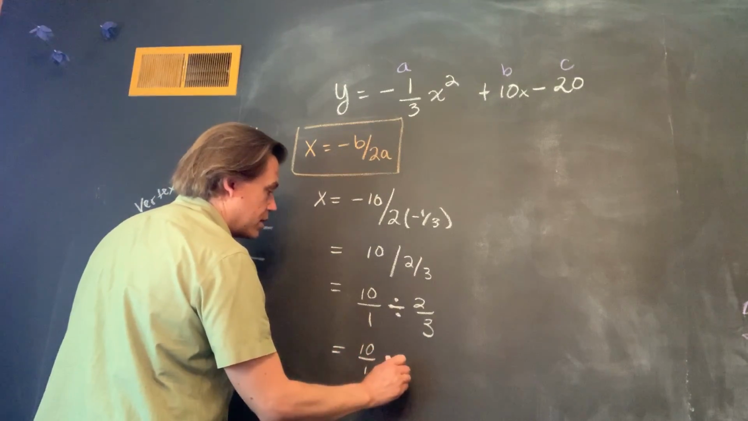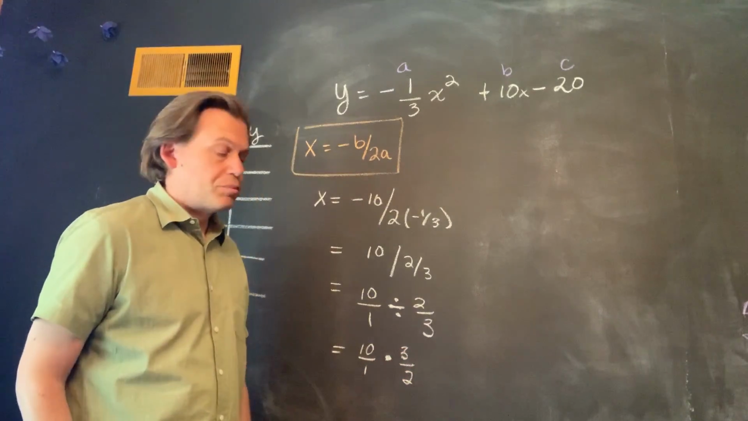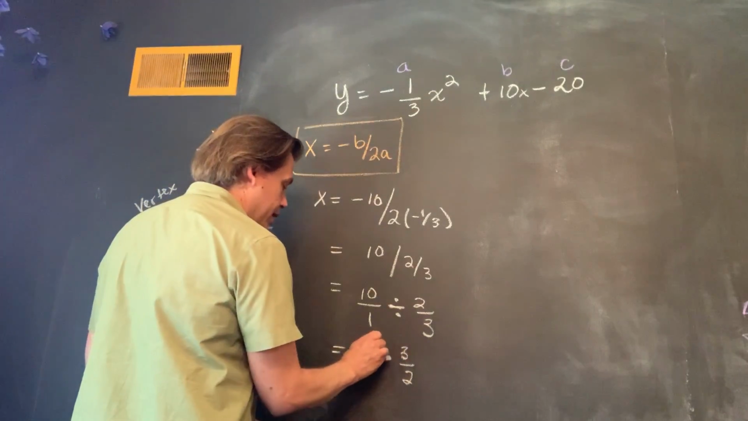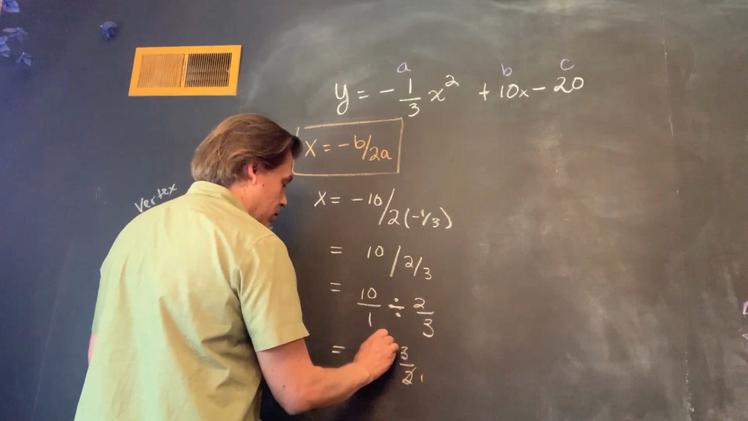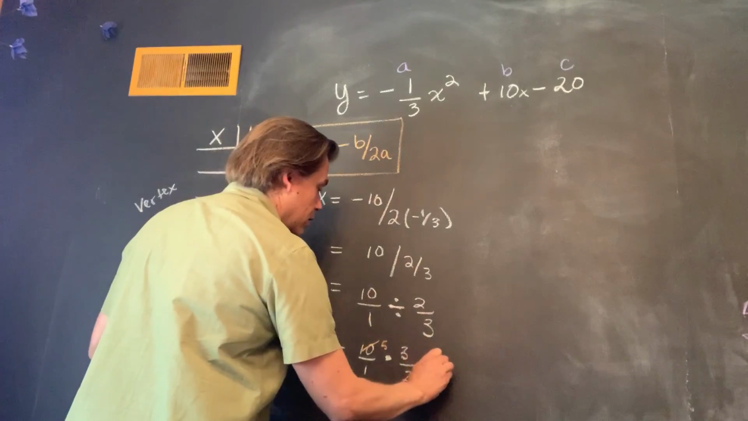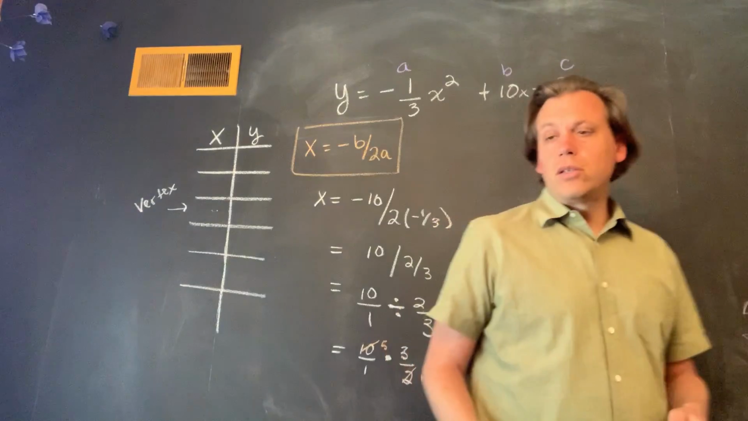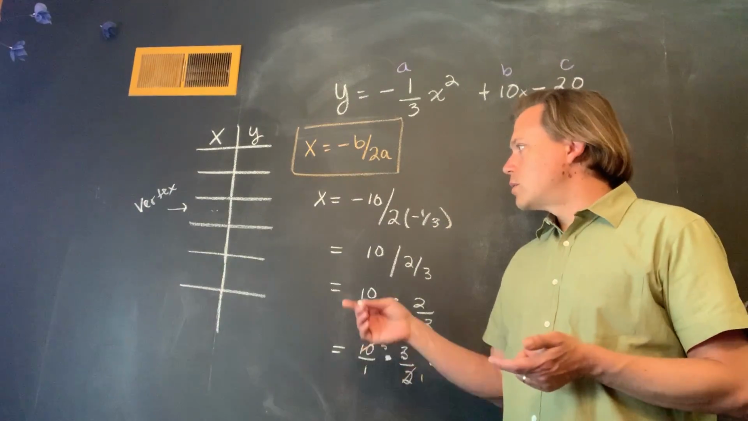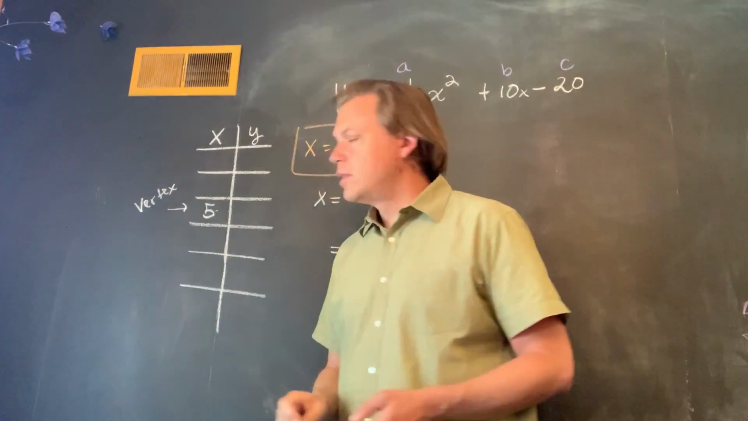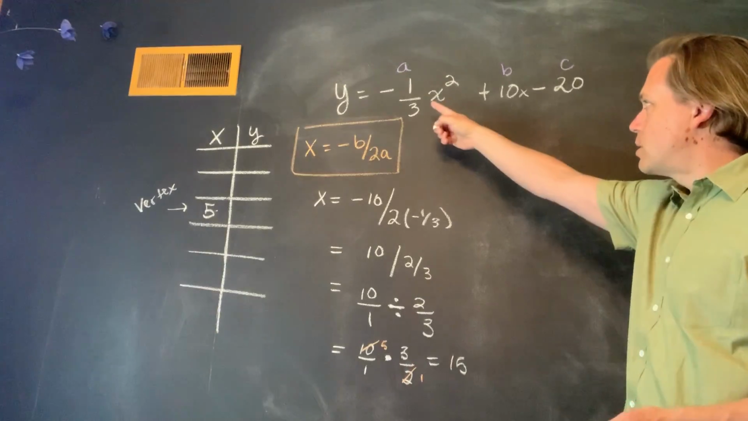So times 3/2. When I do that, I notice that this 10 and this 2 cancel, and I end up with 5 times 3 for my final answer. So all that work to get the x value of the vertex, that's going to go right there: 15. So we've got the x value of the vertex. Now we need to find the y value. Well, I'm going to use this function up here.